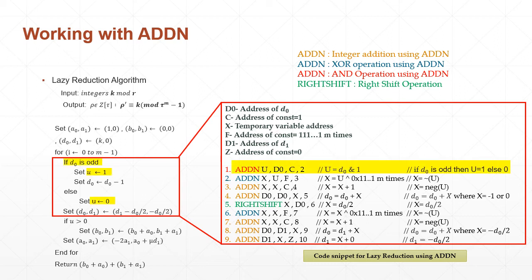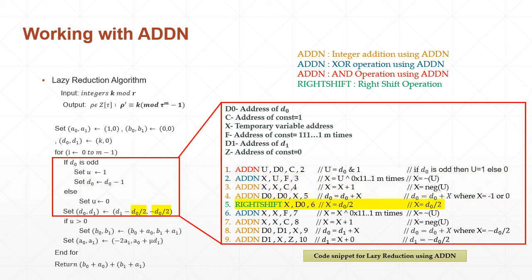Now, let us share some details of how we relate the lines of the algorithm with our instruction set. As we can see, the highlighted line in the algorithm depicts: if D0 is odd, then assign 1 to U, or else assign 0 to U. Similarly, in our instruction set, we did AND D0 with 1 to find the value of the LSB, and assigned the value of the LSB to U. Next, in order to decrement the value of D0 by 1, we found the negative value of 1 and added it to D0.